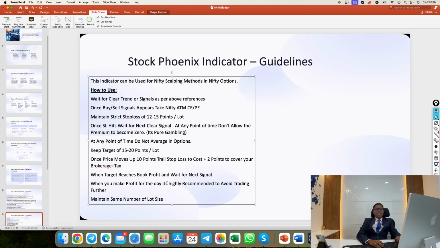When you make a profit for the day, it's highly recommended to avoid trading further for the day. Maintain the same lot size, do not increase it. At least make 30-40,000 rupees consistently.